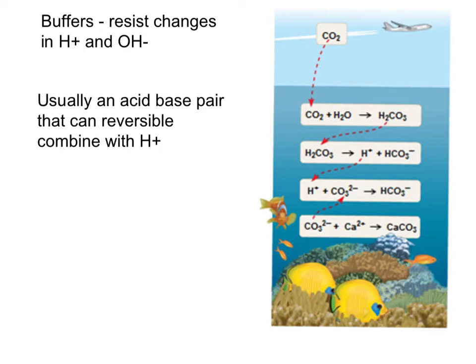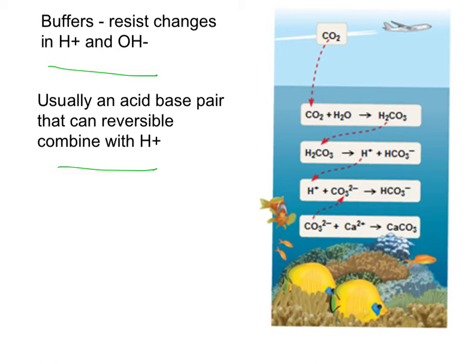So buffers are going to be things that are able to resist a change in hydrogen ions and hydroxyl ion combinations. They are going to be extremely important in biological systems. Your body has a significant number of buffers in it that help it maintain your pH balance. And a buffer is usually going to contain an acid-base pair that can be reversibly combined with the H+. So when it becomes too basic, it can release some of the hydrogen ions. When it's too acidic, it can easily pick those hydrogen ions up.